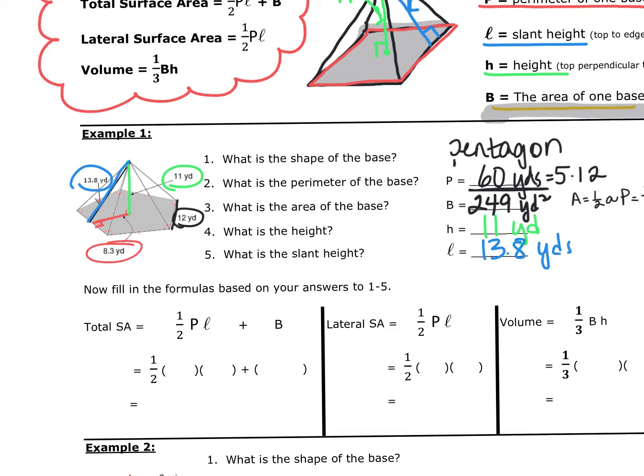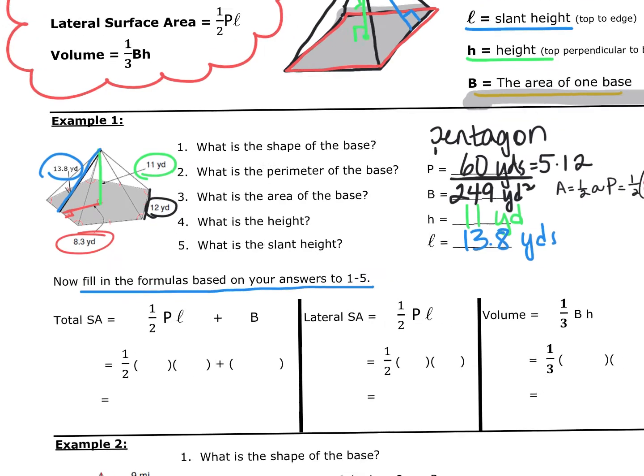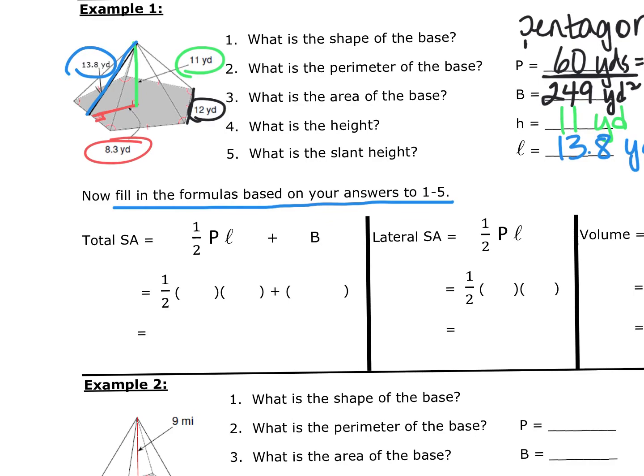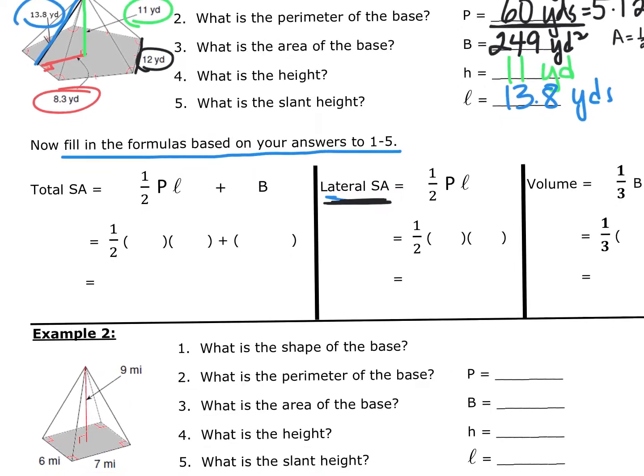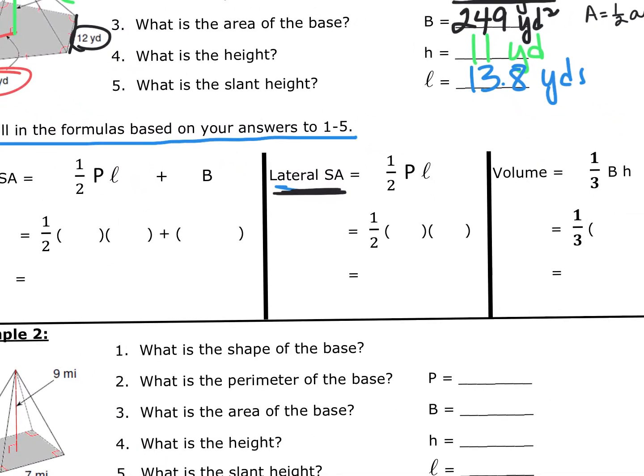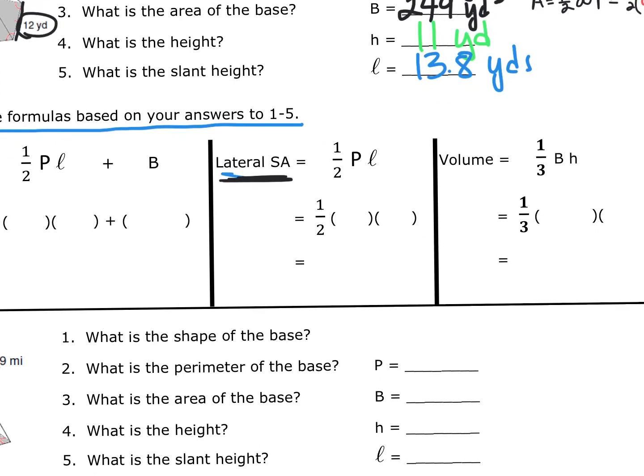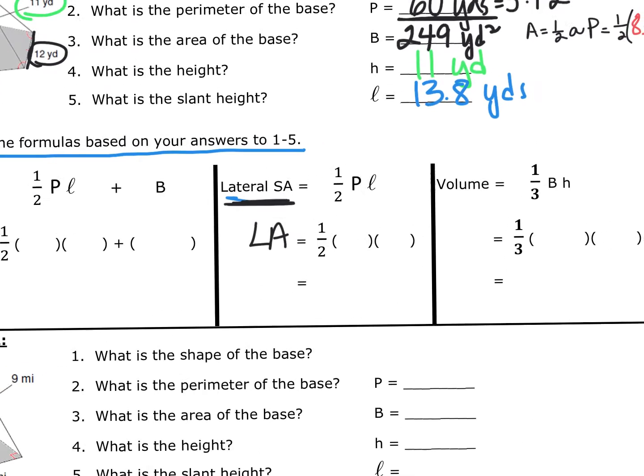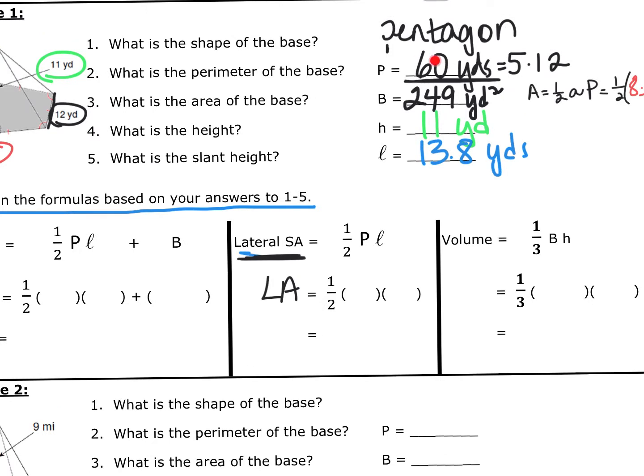All right, so now we're going to fill in the formulas based on our answers. So let's start with the lateral surface area. The reason I want to start there is because we need it for the total surface area too, and then we add to that. So the lateral area equals 1/2 the perimeter, which was 60, times the slant height, which is 13.8. Okay, and that comes out to 414 yards squared, or square yards. Because we are doing area, you have to use square units.